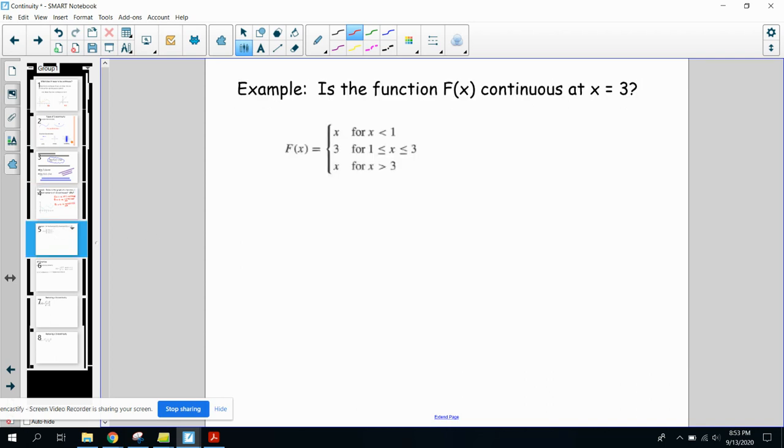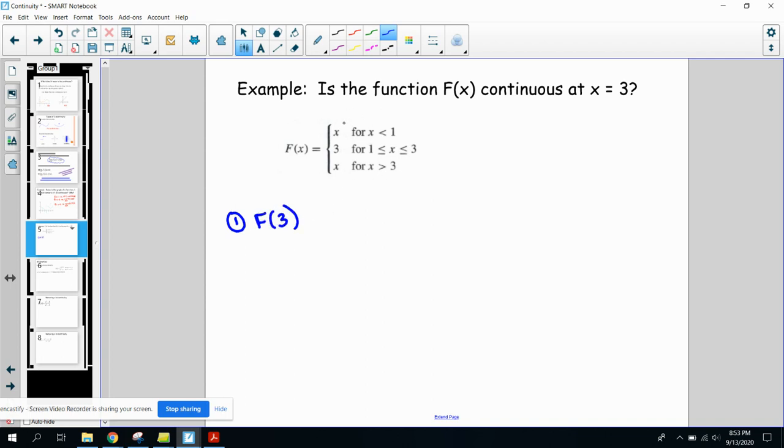So let's look at an example. We want to know, is the function f of x continuous at x equals 3? So we have to test the 3 different scenarios and see if they're all true. The first scenario we're checking is, does f at the value exist? So f at 3.